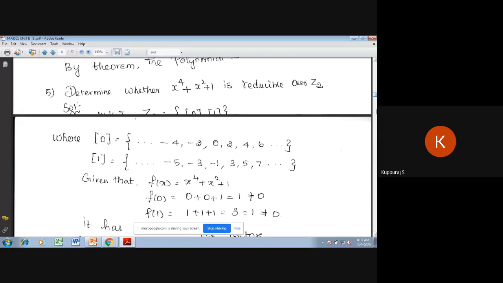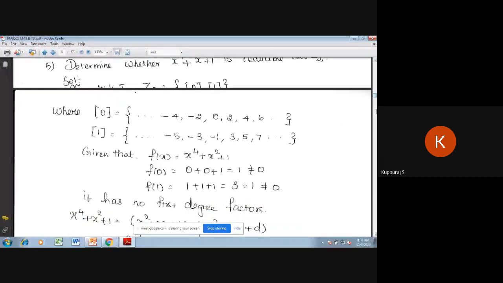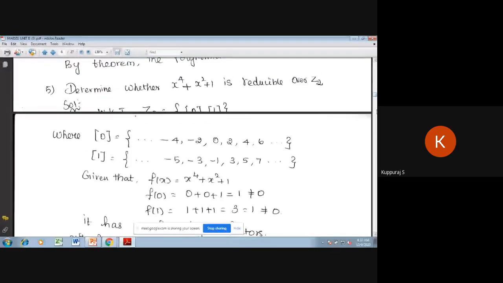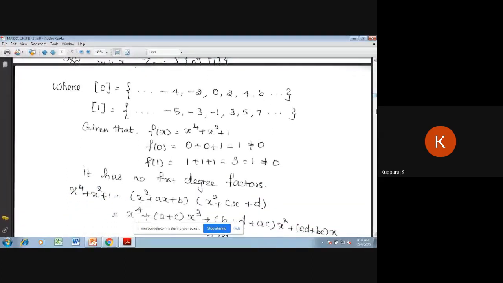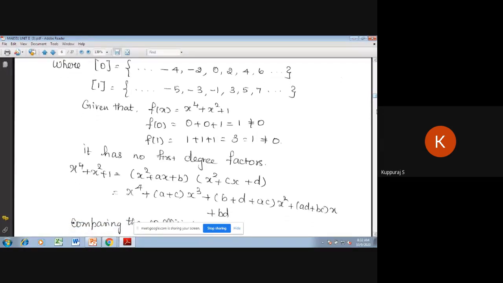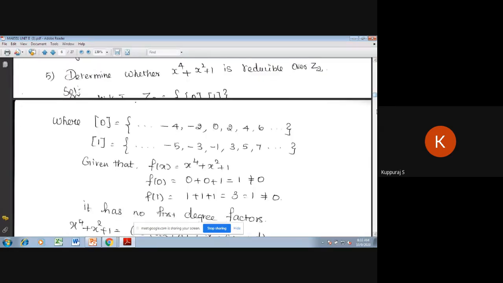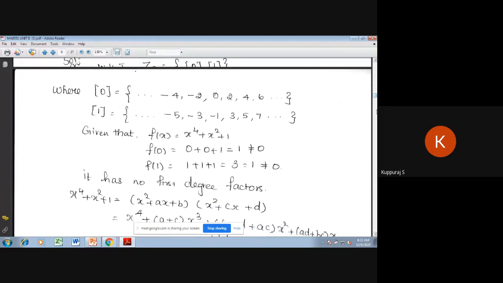So f of 0 gives 1, so 1 is not equal to 0. And another element of Z2, that is 1. Putting x equal to 1 in the given polynomial, f of 1 is equal to 1, which is not equal to 0. So this polynomial does not have roots in the set Z2. Therefore, this polynomial can't be reducible, which means irreducible, even though x power 4 plus x square plus 1.